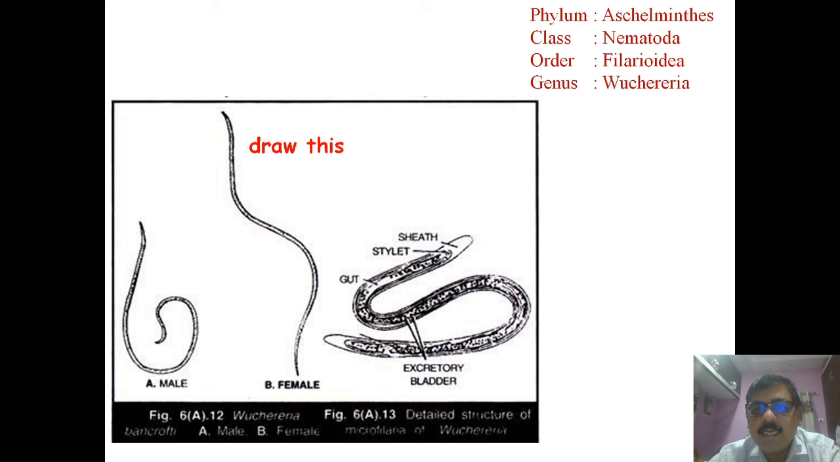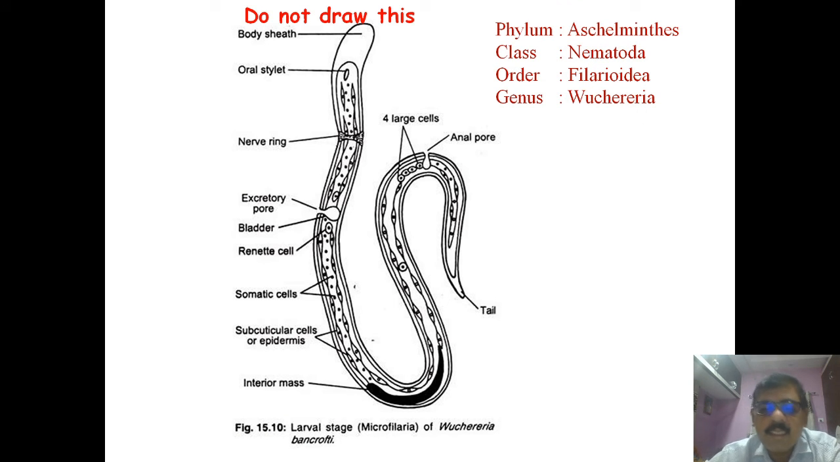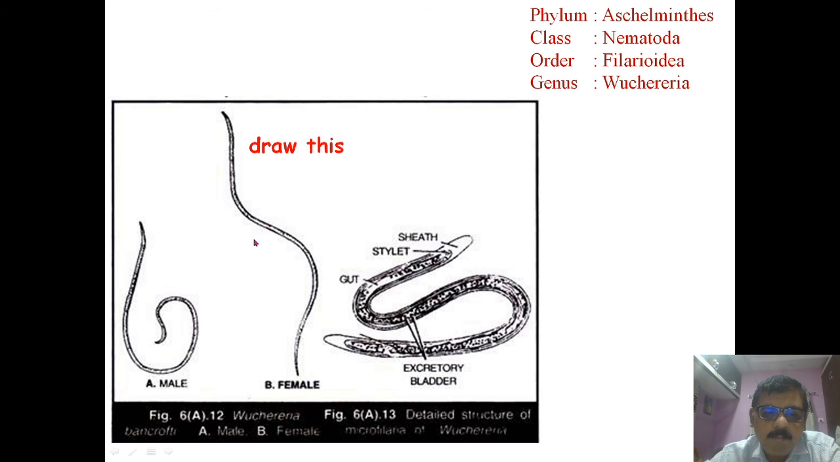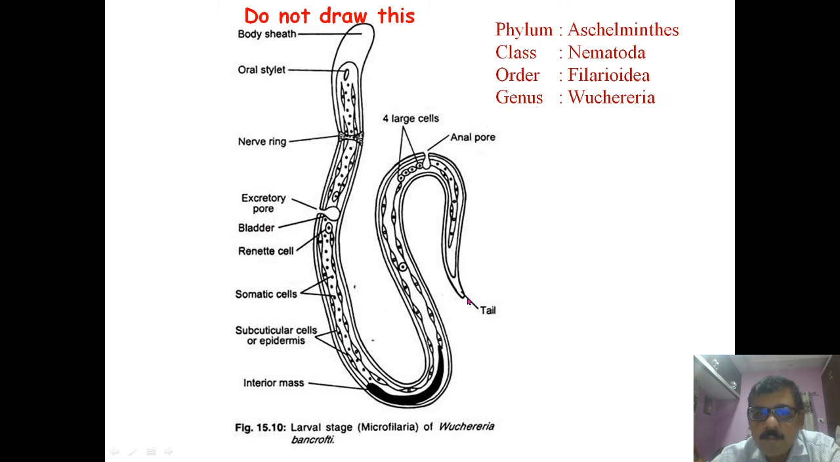Then the fourth example from the Aschelminthes is Wuchereria bancrofti, and it belongs to the order Filaroidea. You might have heard of filaria, a disease caused by Wuchereria bancrofti, generally known as elephantiasis. This is the larval form of Wuchereria bancrofti, and the female is larger and the male is smaller.